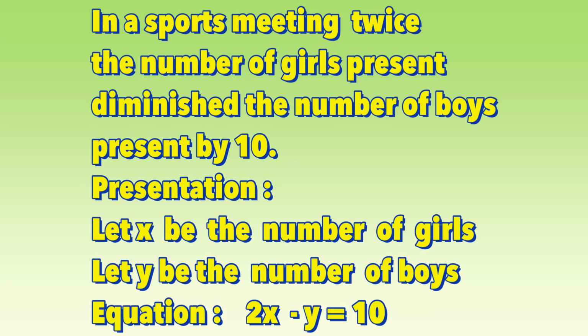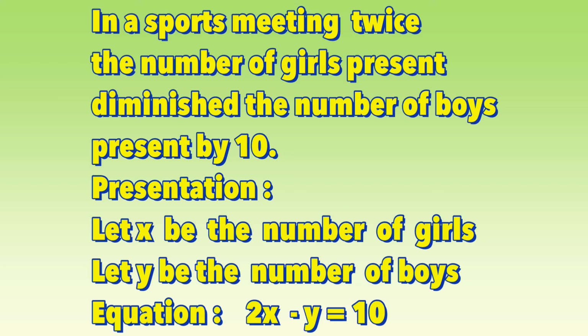Okay, number 5 problem. In a sports meeting, twice the number of girls present diminish the number of boys present by 10. So in this problem, when we see diminish, it means minus. Then after recognizing those words, we have the given girls and boys. So representation, of course: let x be the number of girls and y be the number of boys.